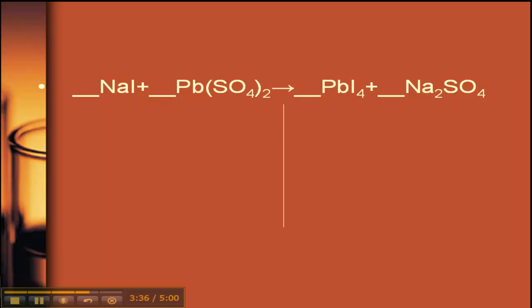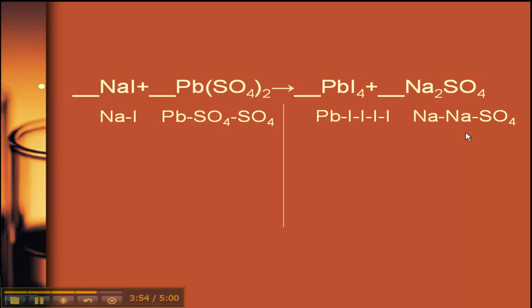So if we start with sodium iodide, now when you have a polyatomic ion and you see that polyatomic ion on both sides, you can leave it whole. Okay, so we can write this as PbSO4 because there's 2 SO4s there. Alright, so we have Pb and 4 I's. Then here we have 2 sodiums and a sulfate.